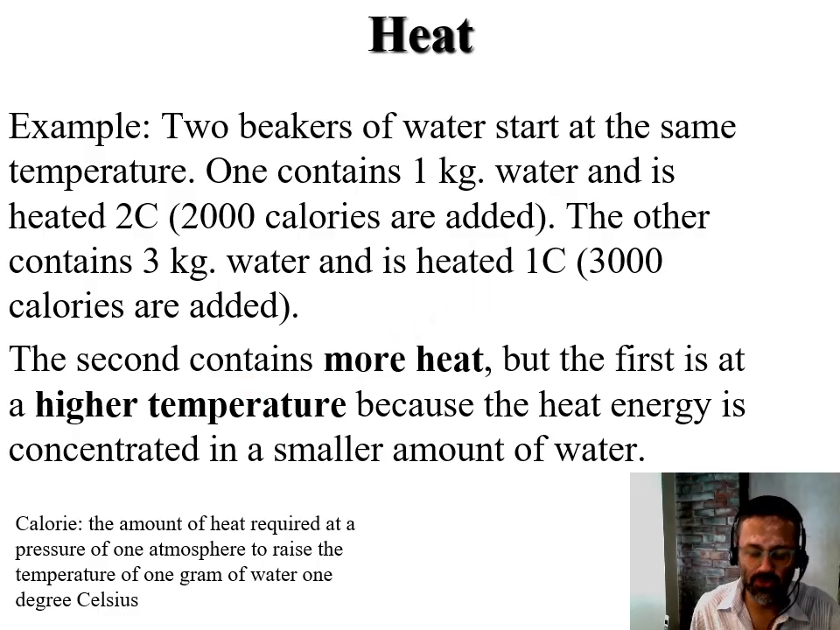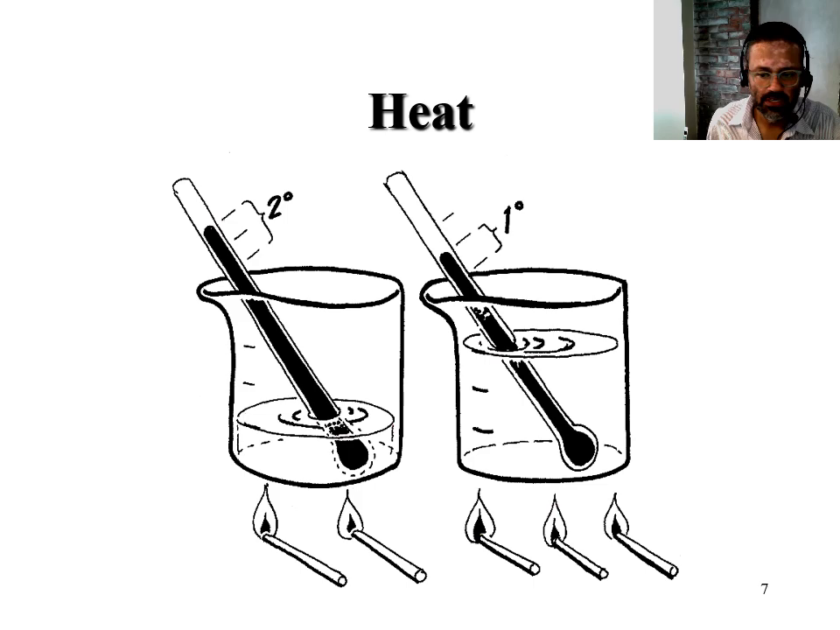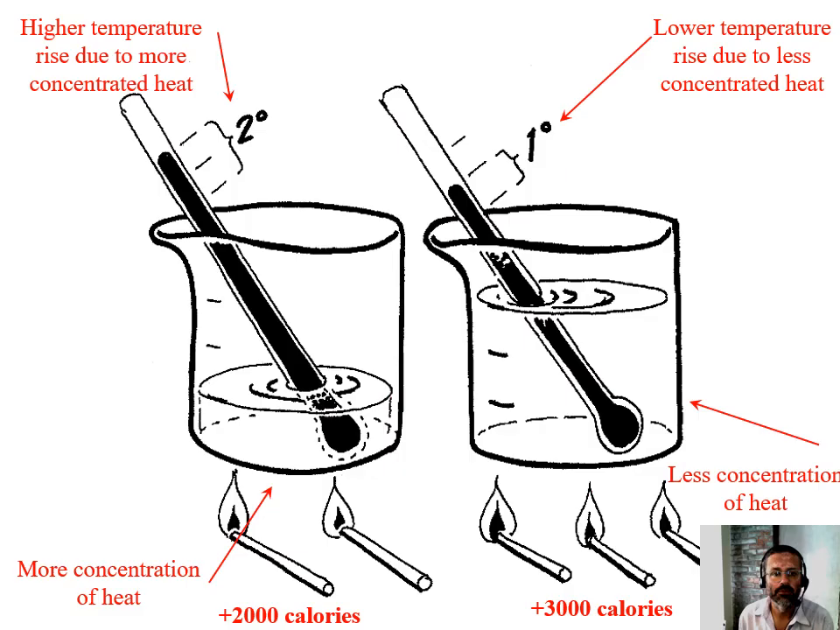So let's take a visual look at this. Here are your two beakers. This one has a smaller amount of water, but is heated up to 2 degrees, which is a higher amount of heat. So the temperature will read as higher. And over here we have a larger amount of water, but it's only gone up by 1 degree. So over here, there's less concentration of heat because you have a larger amount of water, but over here, there's a larger concentration of heat because you have less water.